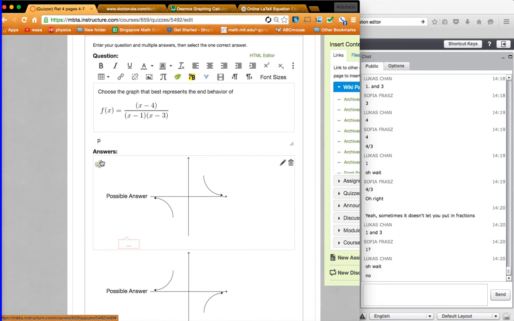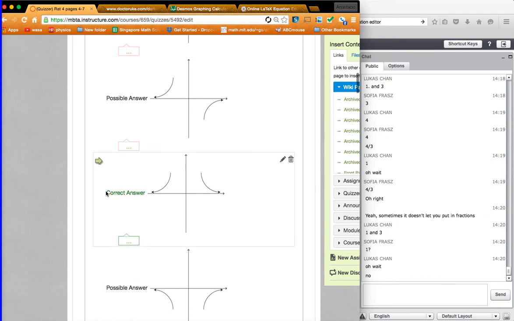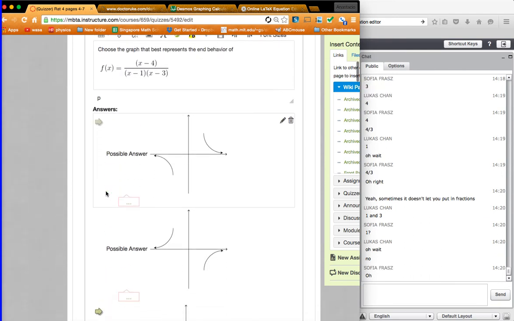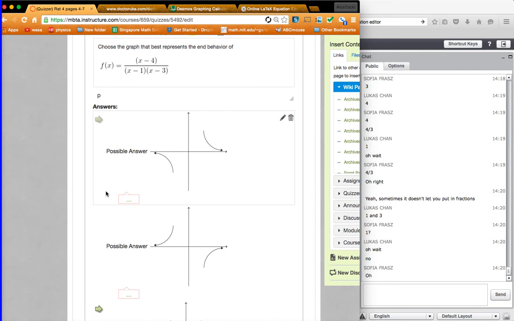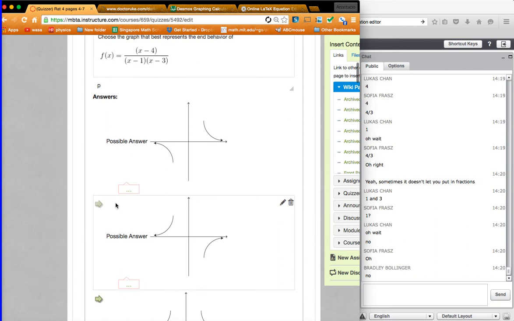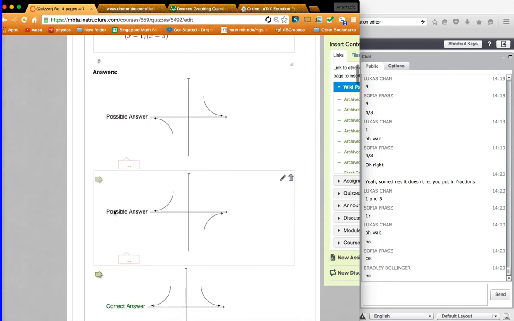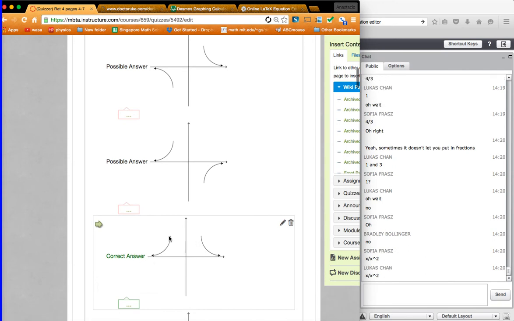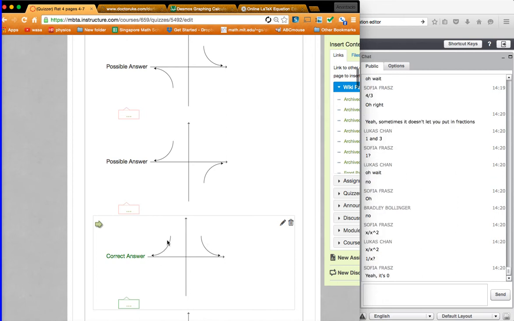It's 0. The horizontal asymptote is 0. Actually, that's the wrong... Oh, yeah, actually, this is the right answer, right here. It's still 0. But the graph will actually look like this. You guys are thinking, what? How did you get that?